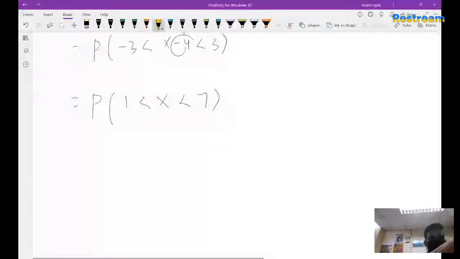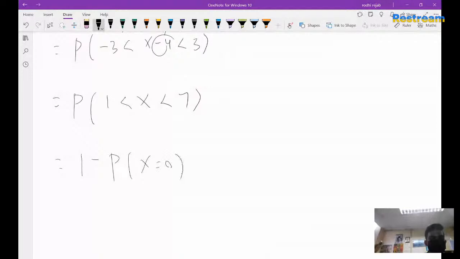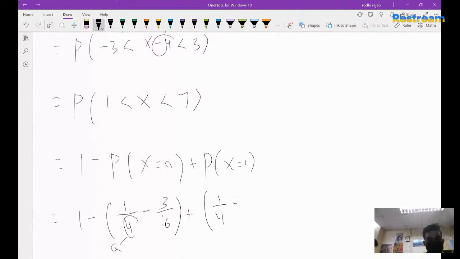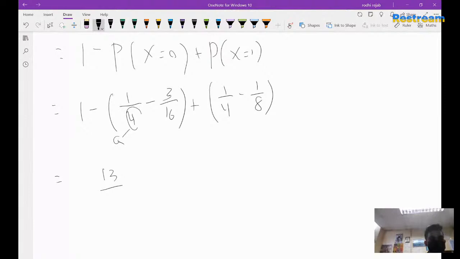It equals 1 minus P(X equals 0) plus P(X equals 1). Remember our Q is 4, right? So it's 1 minus, 1 over our Q, 4, to the power of 4, minus 3 over 16, plus 1 over 4 minus 1 over 8. In total it equals 13 over 16.